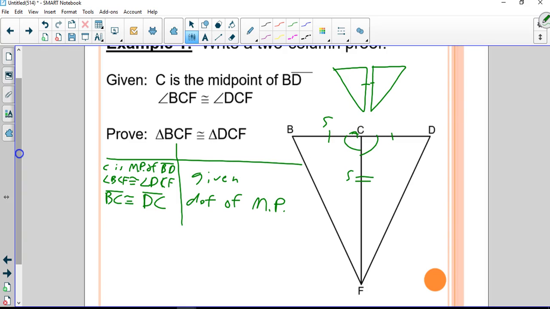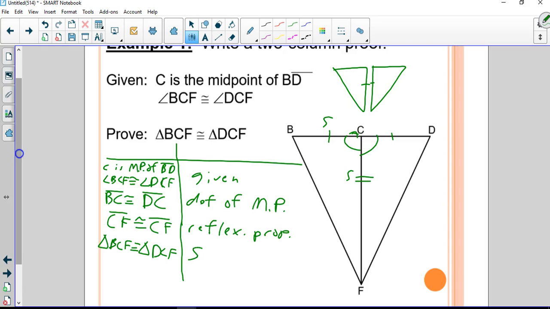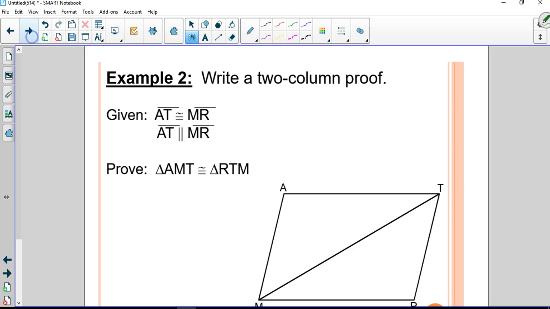And then the middle line we marked, CF, is congruent to itself. We know that, and we know why. But we have to say reflexive property. And we can abbreviate. And now at this point, we can say the triangle BCF is congruent to triangle DCF by SAS. If you need to pause, go ahead, otherwise moving on.